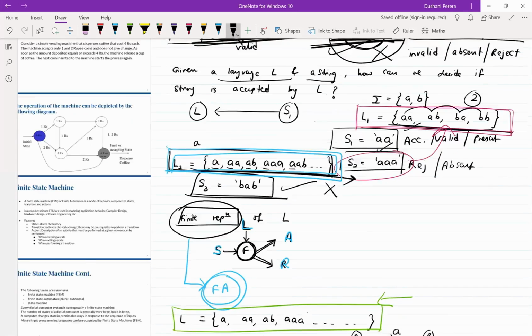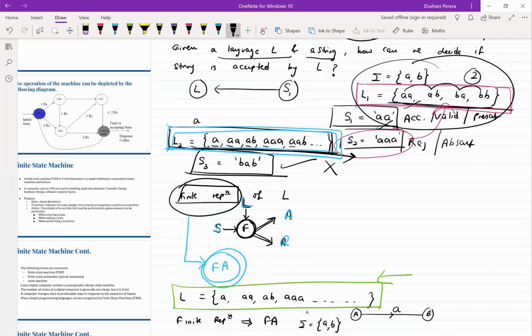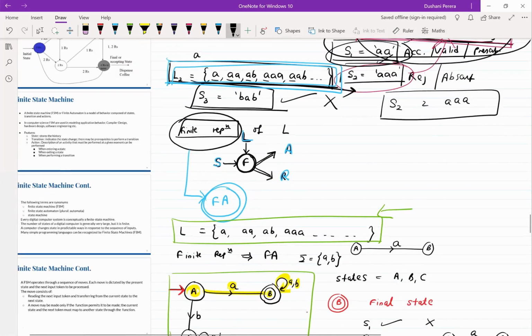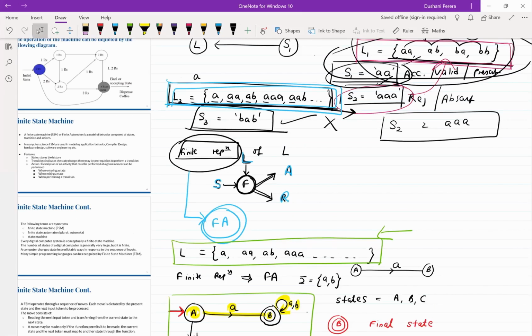We took an example like this, and discussed if string S1, which was AA, is present in the language. It was present. Then we discussed if S2, which was AAA, was present or not. To check this, we compared the string against the strings in the language. That was possible because that particular language is finite. We had only 4 strings in that language, so we were able to do the comparison. But the problem arises when the language is infinite.